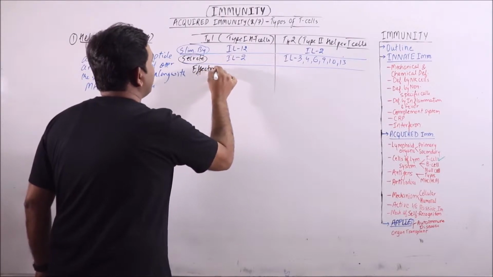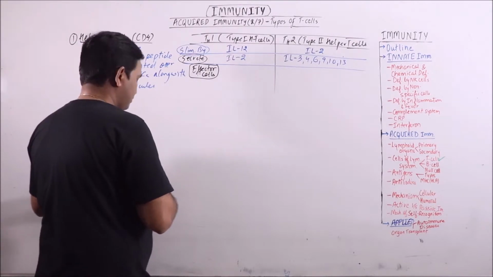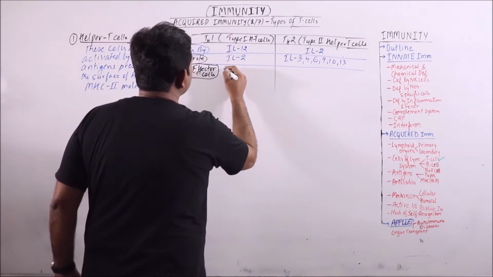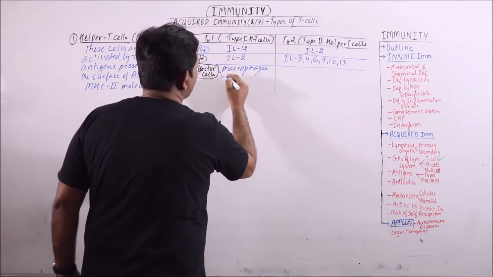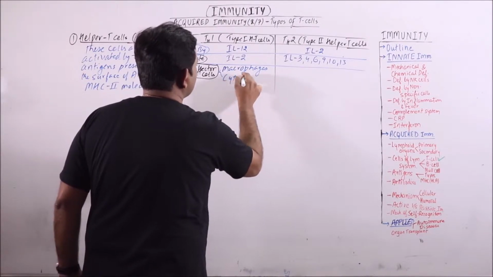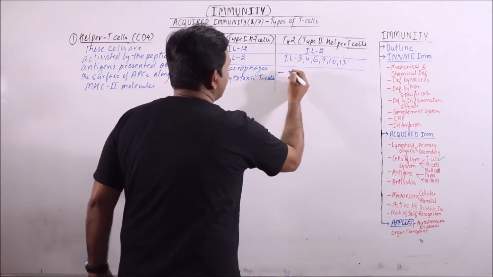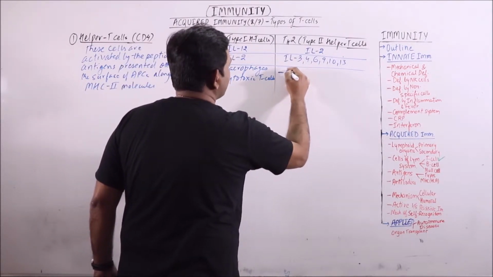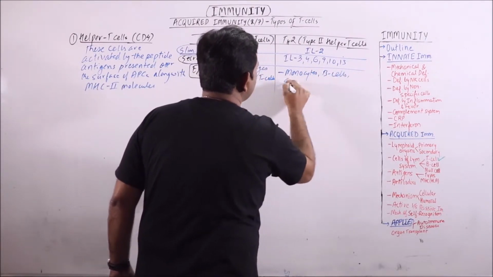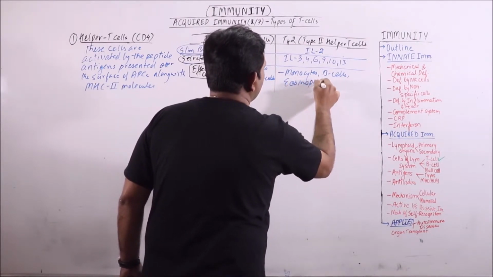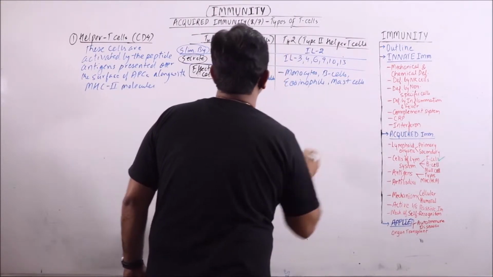Now what are the various effector cells on which these interleukins work? Here these stimulate the macrophages and the cytotoxic T cells. Here these stimulate the monocytes, B cells, eosinophils and also the mast cells.